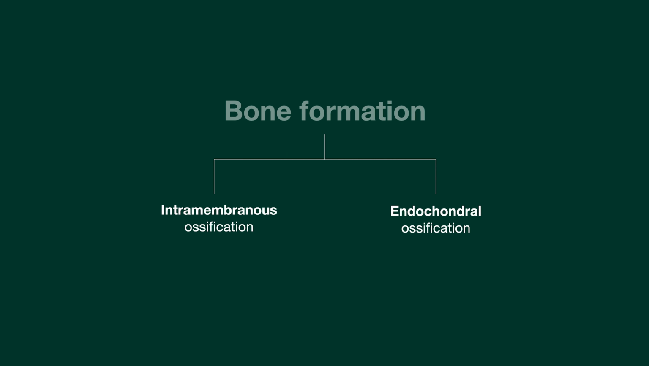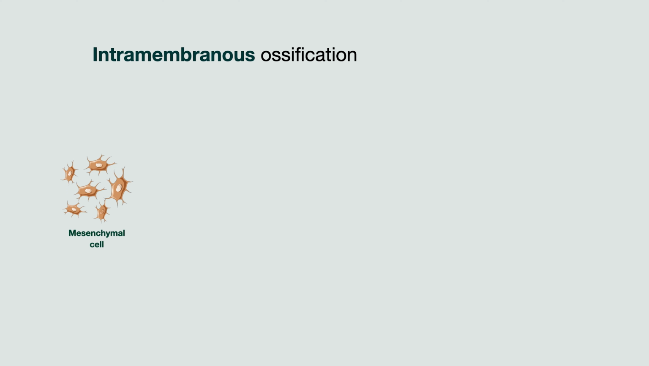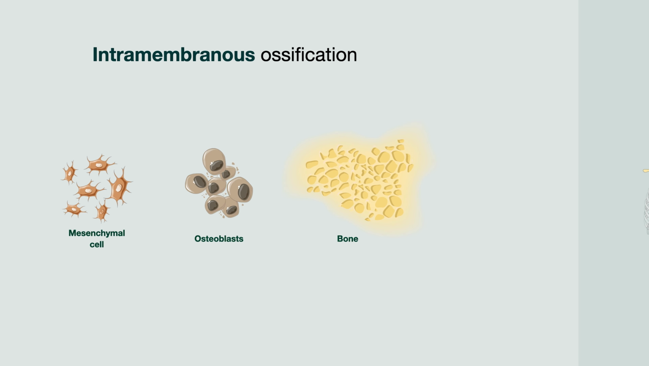All bone forms from mesenchymal cells, which can take one of two pathways: intramembranous or endochondral ossification. During intramembranous ossification, mesenchymal cells can differentiate to form osteoblasts, which then form trabecular and cortical bone. This forms flat bone, such as those of the skull and face, as well as the clavicle.